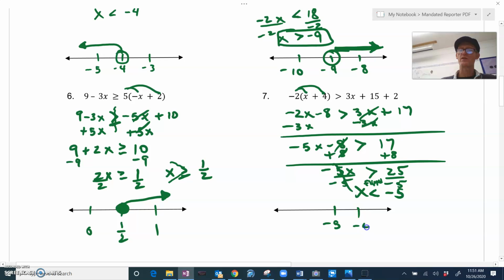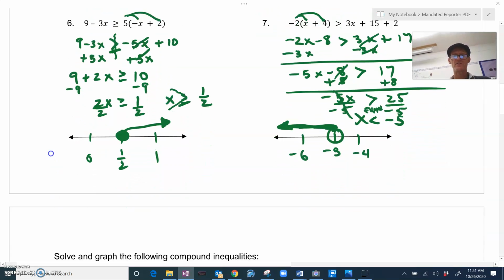To the right I'll put -4, and to the left I'll put -6. And I have greater than, or I'm sorry, x is less than -5. So I'm going to shade this way to the left, because all the numbers that are smaller than -5 are the answer. All right, that's number 7.